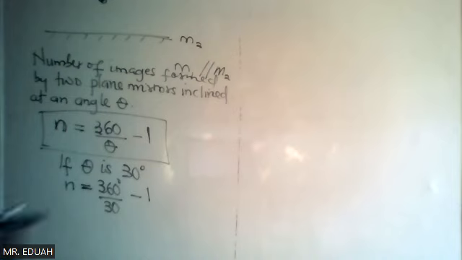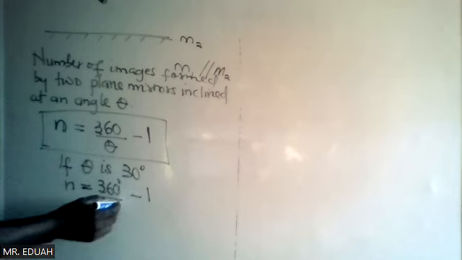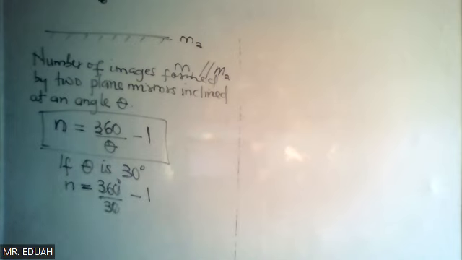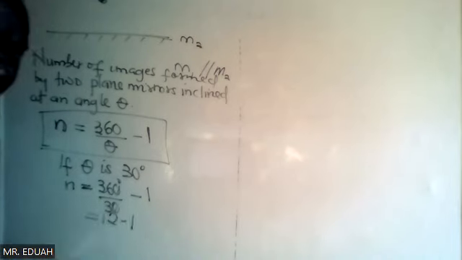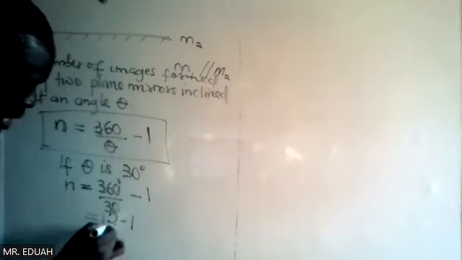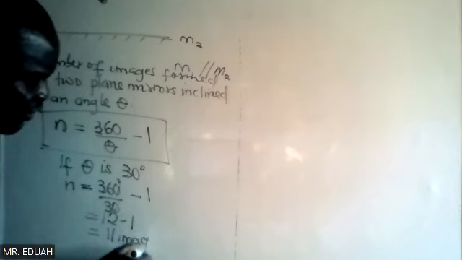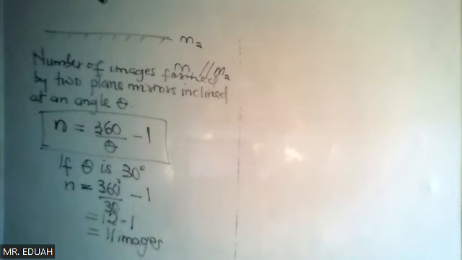So 360 divided by 30, I think it's 11 because 3 goes into 36, 12. So we have 12 minus 1, which is equal to 11 images. So if you have two plane mirrors and the angle between them is 30 degrees, 11 images will be formed.